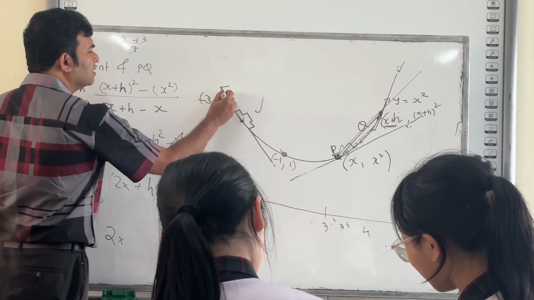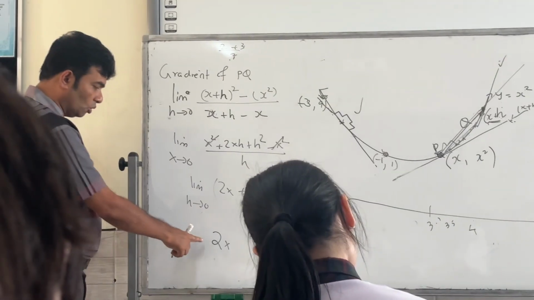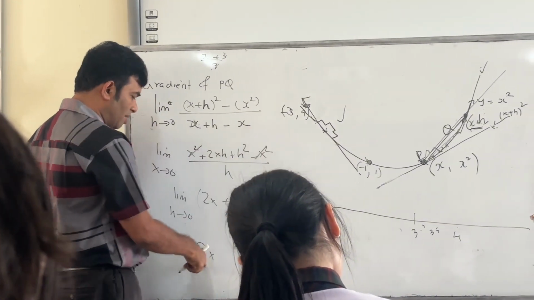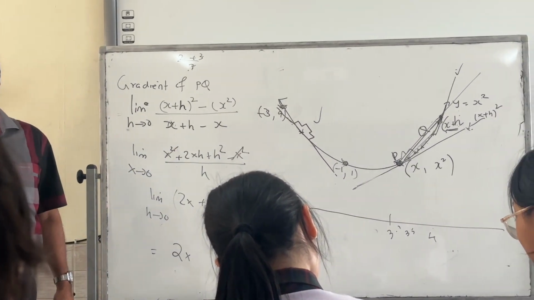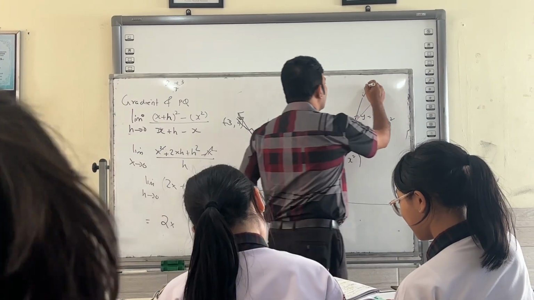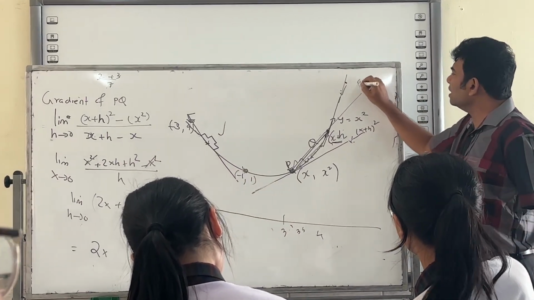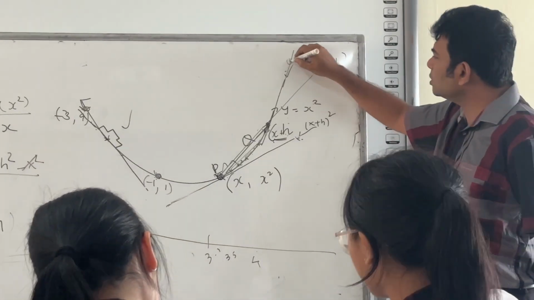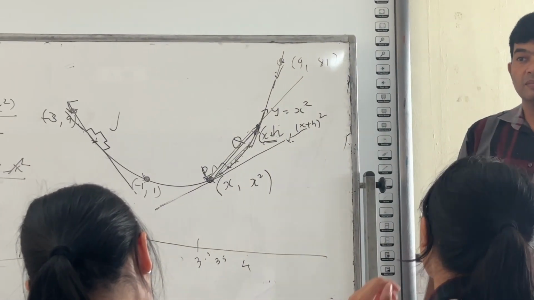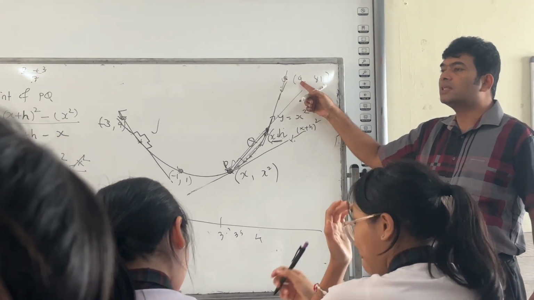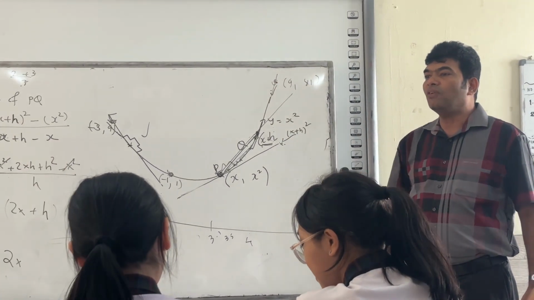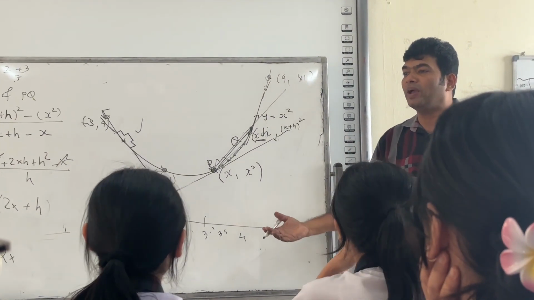What is the gradient at this point? Minus 6. 2 times minus 3, that is minus 6. Correct? For example, this point, this is 9 comma 81. At this point, what is the gradient? 2 times x, x is 9, that is 18. So you can find the gradient at any point.